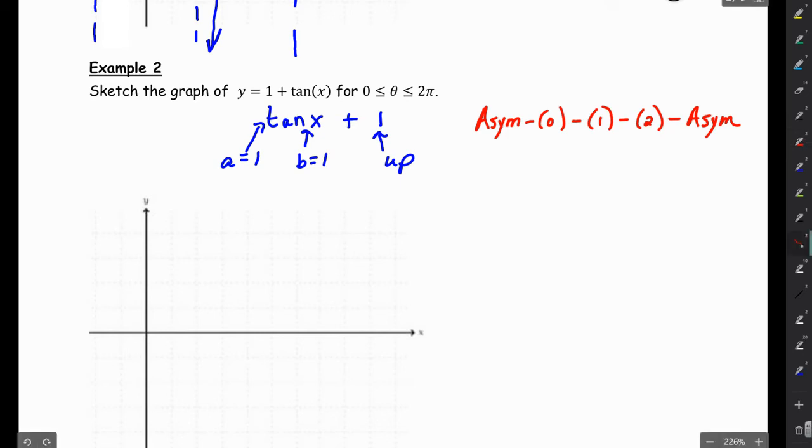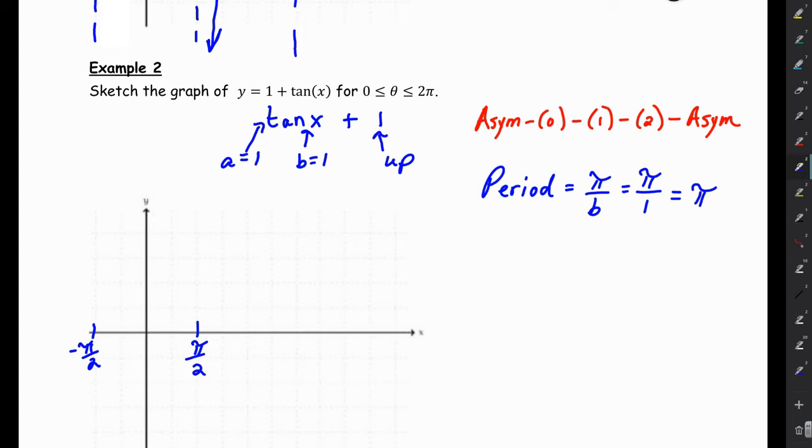It's normally going to be -1, 0, and 1, but we moved everything up 1, so I just added 1 to each of those, and I got 0, 1, and 2. We don't have to worry about moving left or right. So let's start sketching our curve. Let's make a note that our period, of course, is pi over b, and that's going to be pi over 1, which is just pi. So we know we're at negative pi over 2 and pi over 2. And then we're just going to be adding pi to pi over 2 until we get to 2 pi.